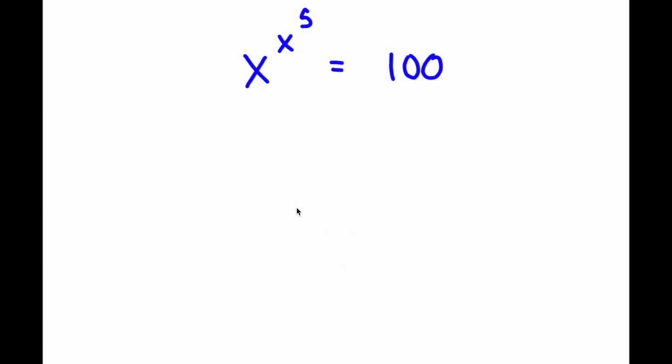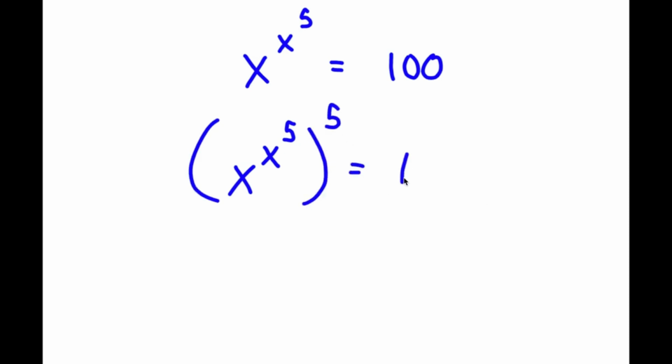Alright, so in this problem, I have x to the power of x to the power of 5 is equal to 100. To solve this, I'm going to first start by taking the power of 5 on both sides. So now I have x to the power of x to the power of 5 to the power of 5 is equal to 100 to the power of 5.